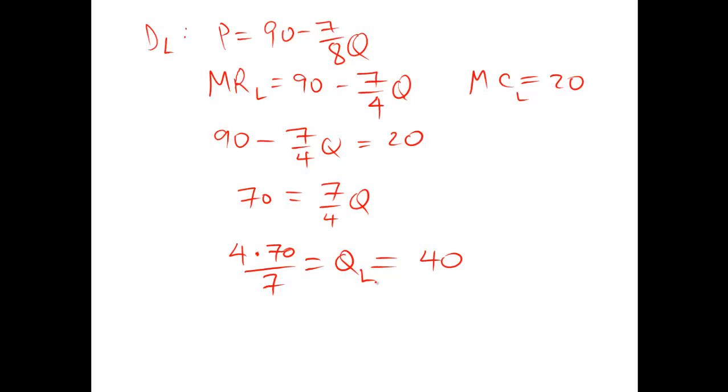What about the price? And I don't have to call it the leader's price because although it's set by the leader, it's the price that everybody charges and everybody pays. Well, let's plug this 40 into the leader demand curve, and we'll find out what that price is. So price is equal to 90 minus 7/8 times 40. So what does that equal? Well, that's 90 minus 7 times 40 over 8. 40 over 8 is 5, so that's 90 minus 7 times 5, or 90 minus 35, and so therefore that equals 55.